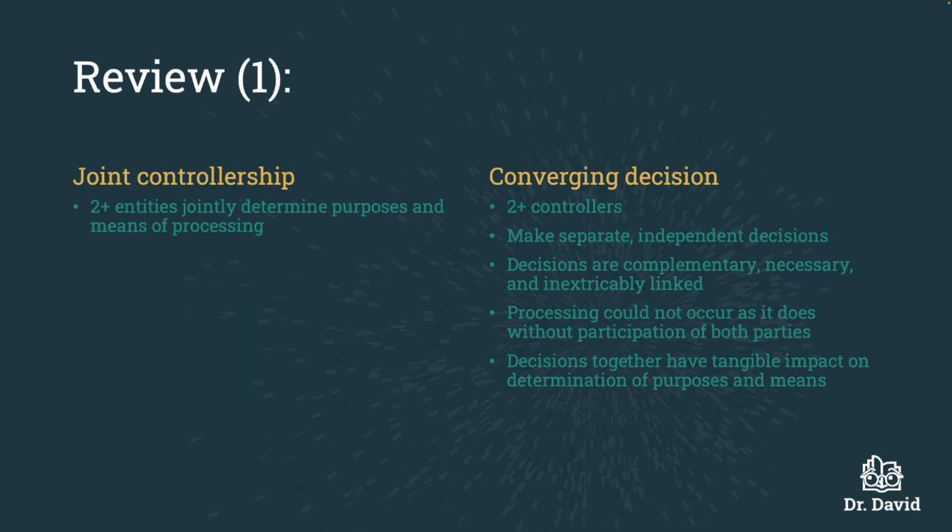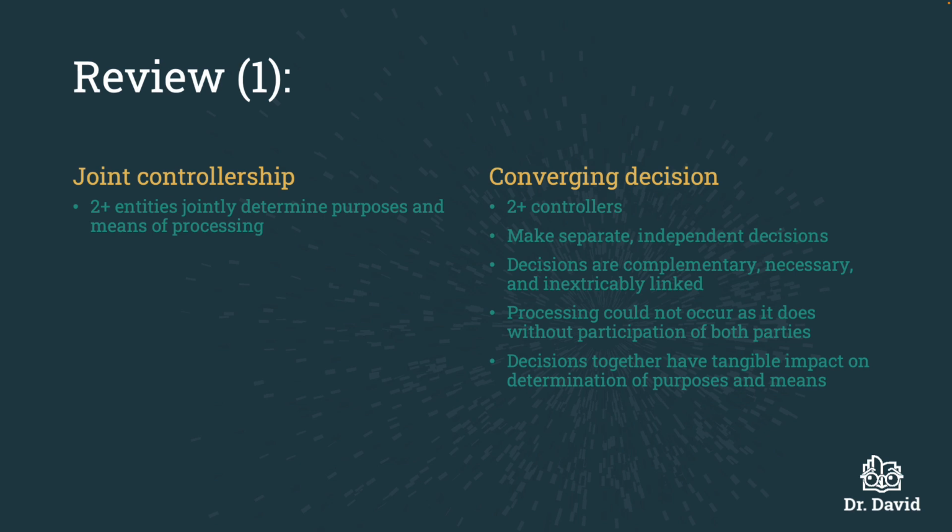In this lecture, we talked a little bit more about joint controllership. Remember, this is where we have 2 or more entities that jointly determine the purpose and means of processing. You need to know the difference between a common decision and a converging decision. A common decision is when controllers come together and together determine the purpose and means of collection, processing, etc. A converging decision is when we have 2 or more controllers that make separate, independent decisions. However, those decisions are complementary, necessary, and inextricably linked. The processing in this way could not occur as it does without the participation of both parties.